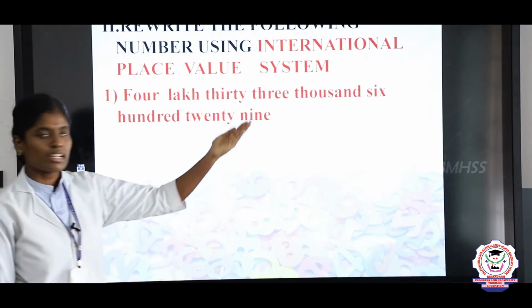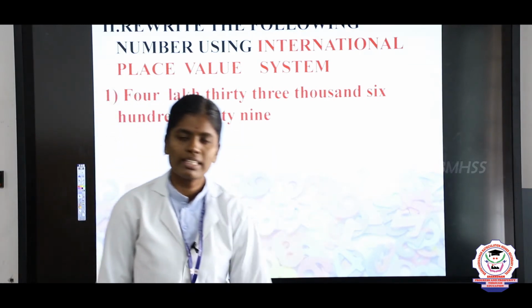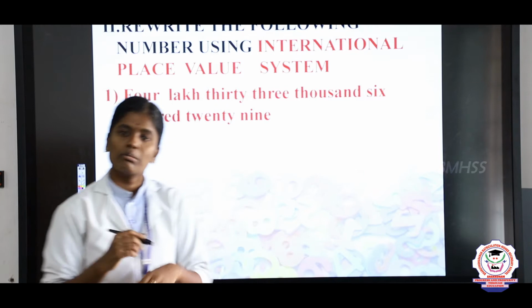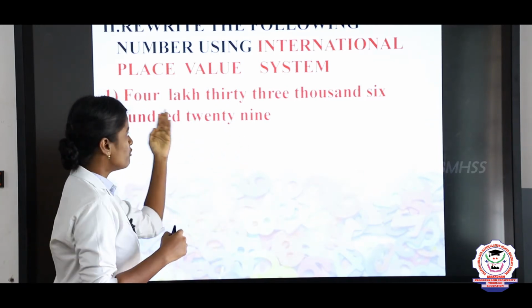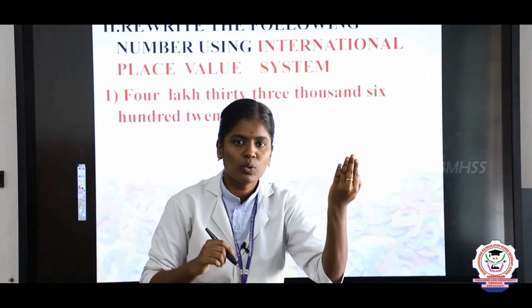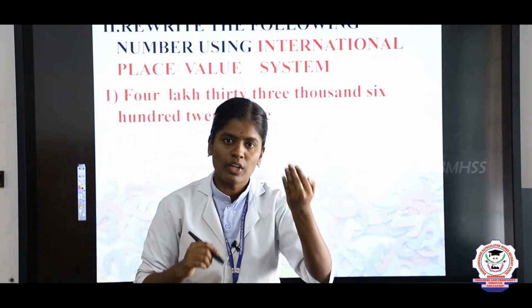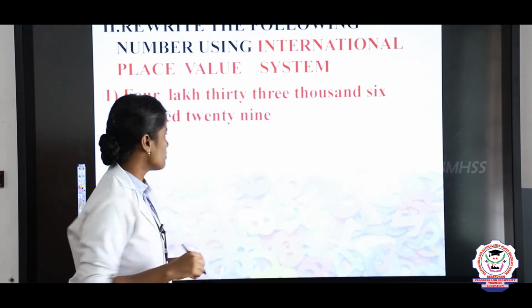So our next example is rewrite the following numbers using the international place value chart. The first question is 4,33,000. So lakh means what place value? That is the Indian place value. Now we are going to change into the international place value chart. So listen my children.